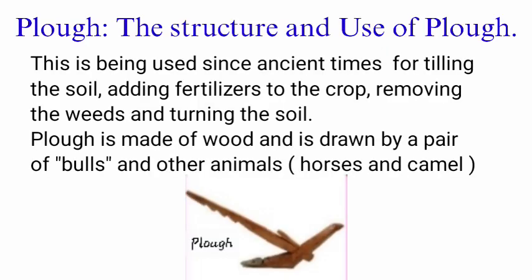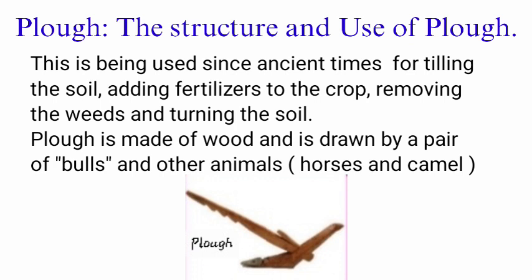Now, let us know in detail about one of the agricultural implements mentioned in this lesson, that is the plow. The structure and use of the plow. This has been used since ancient times for tilling the soil, adding fertilizers to the crop, removing the weeds and turning the soil. From the sentence that I read in the lesson, the plow is used for tilling or plowing the soil, adding fertilizers to the crop, removing the weeds, unwanted plants, and turning the soil, which makes the soil more fertile.